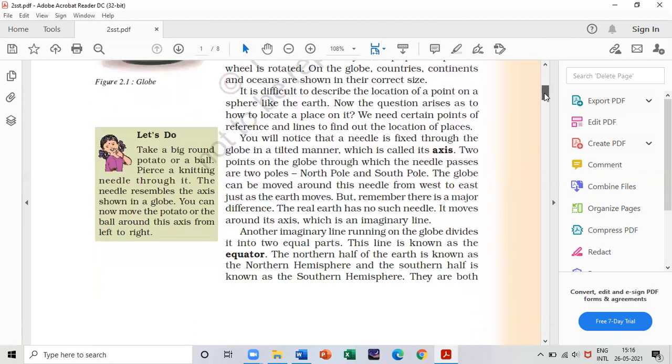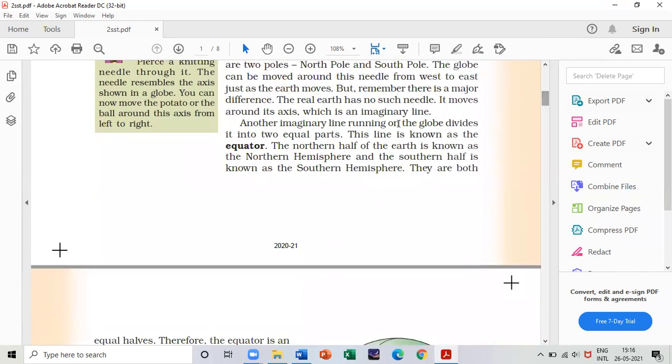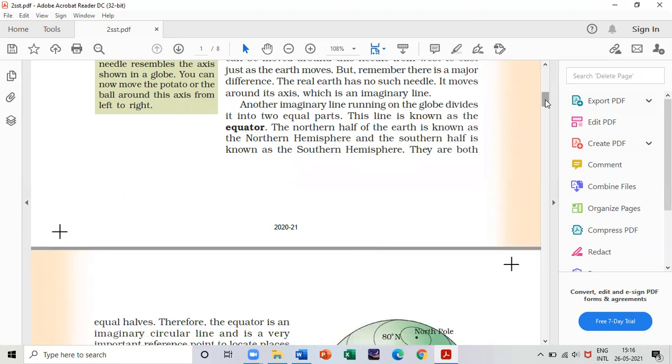And next, the major important question comes, that is, what is equator? That is, if you draw an imaginary line that divides the globe into two equal parts, this line is called the equator. And the northern half of the earth is known as the northern hemisphere, and the southern half is known as the southern hemisphere. If it comes in a very short answer type question, that is, for 1 mark, you have to write only one line, that is, the imaginary line running on the globe which divides the globe into two equal parts is known as the equator.